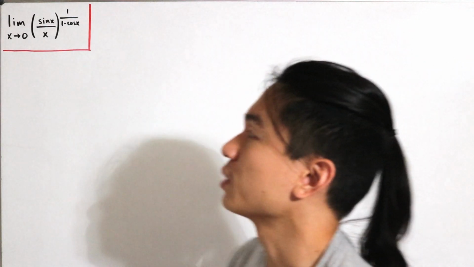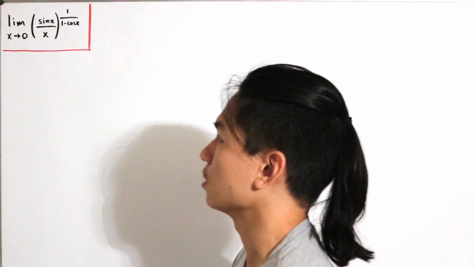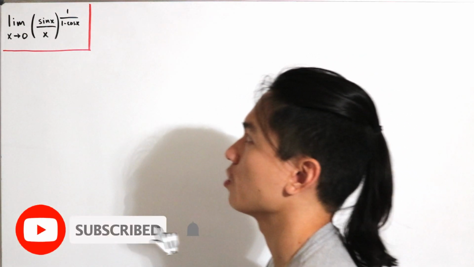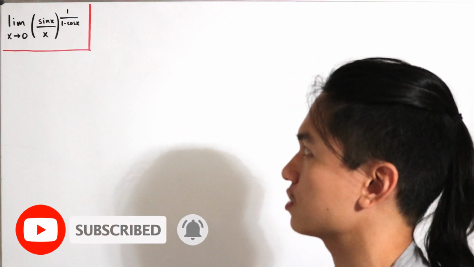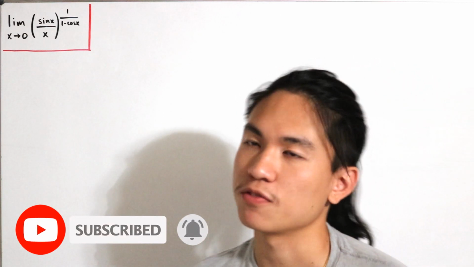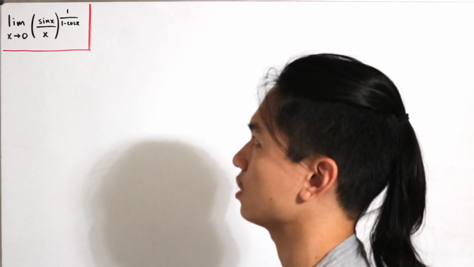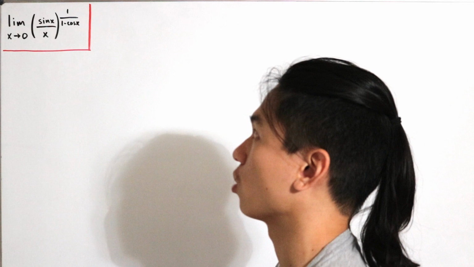In today's video we have the following limit: the limit as x approaches 0 of (sine of x divided by x) to the power 1 divided by (1 minus cosine of x). You can clearly see that if you plug 0 into this limit, you get an indeterminate form.